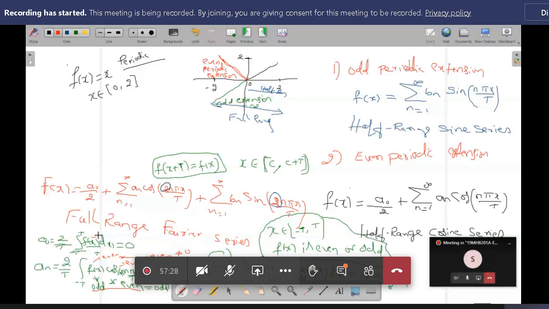If it is even, obviously A naught is non-zero. Whereas coming to Bn, f of x is even and sine is odd, so their product is odd and the result will be 0. The integration of an odd function is 0. So with this observation we can say if f of x is even, it contains only cosine terms. In other words, I get only A naught and An. I'm getting Bn is 0. So this is the basic definition.